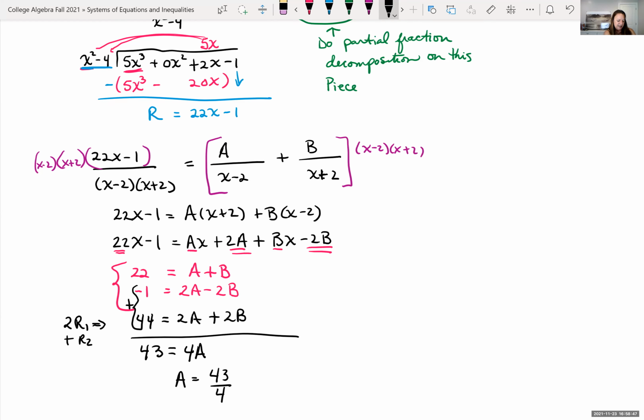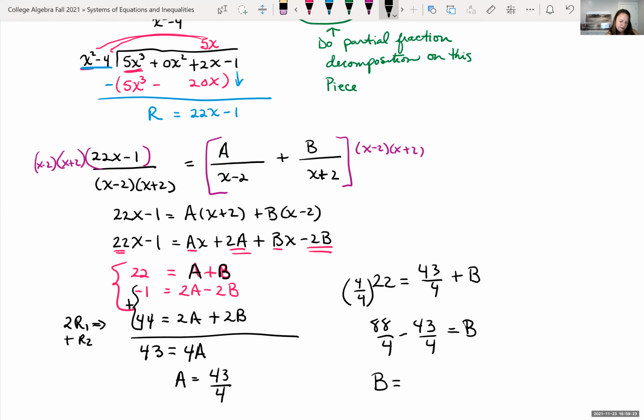And then let's plug that back in, maybe to the first equation. So we have 22 equals A, which is 43 over 4 plus B. I'm going to multiply this by 4 over 4. So when I subtract, I have 88 fourths minus 43 fourths is equal to B. So B must be 45 fourths.